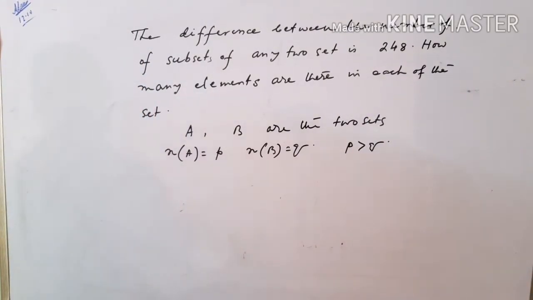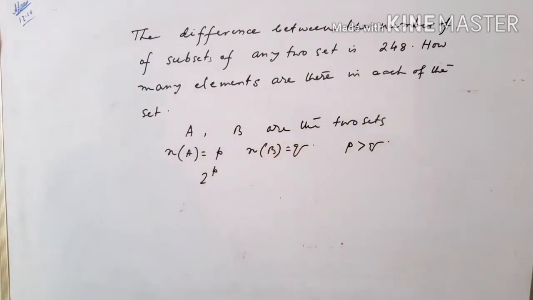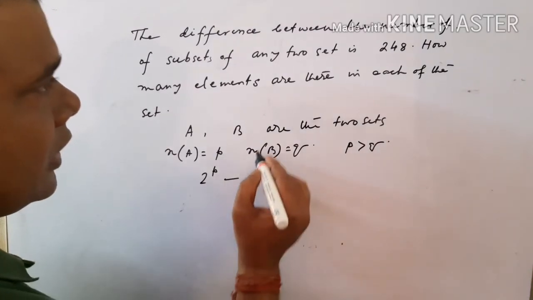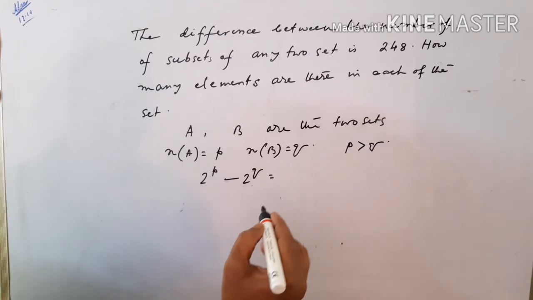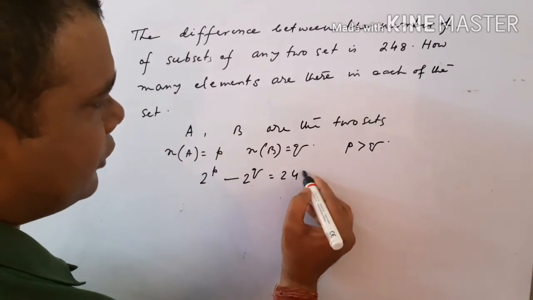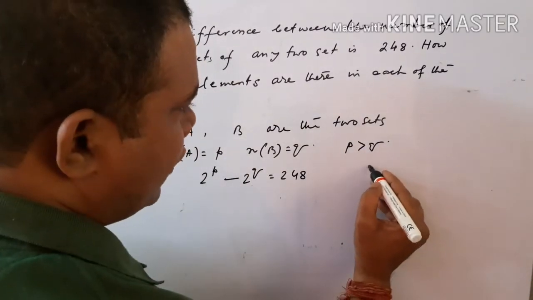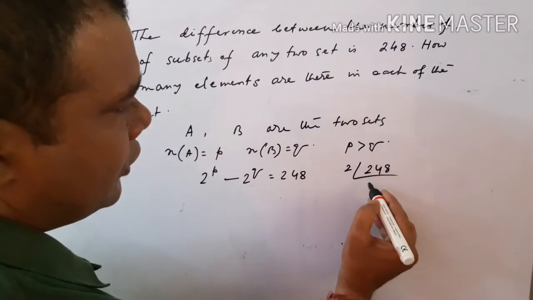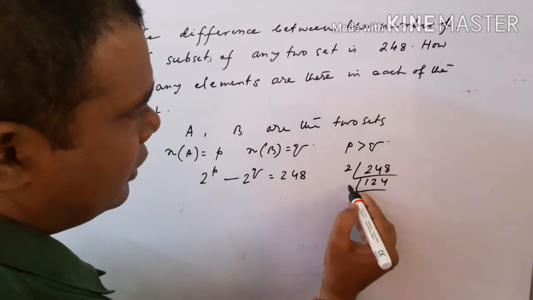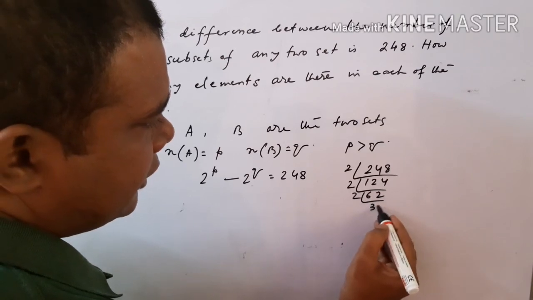So the number of possible subsets of the set A is 2 to the power p, and the number of possible subsets of the set B is 2 to the power q. Now since their difference is 248, we can write 2 to the power p minus 2 to the power q equals 248. Now see how to solve. First we factorize 248 as far as it is divisible by 2. So this is 2 into 124, 2 into 62, then 2 into 31.